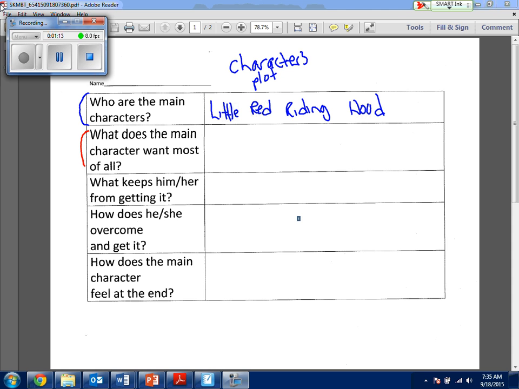Now, the next question below it asks, what does the main character want most of all? Well, if you know the story of Little Red Riding Hood, she wants to take food to her Grandma. She wants to take food to her Grandma.